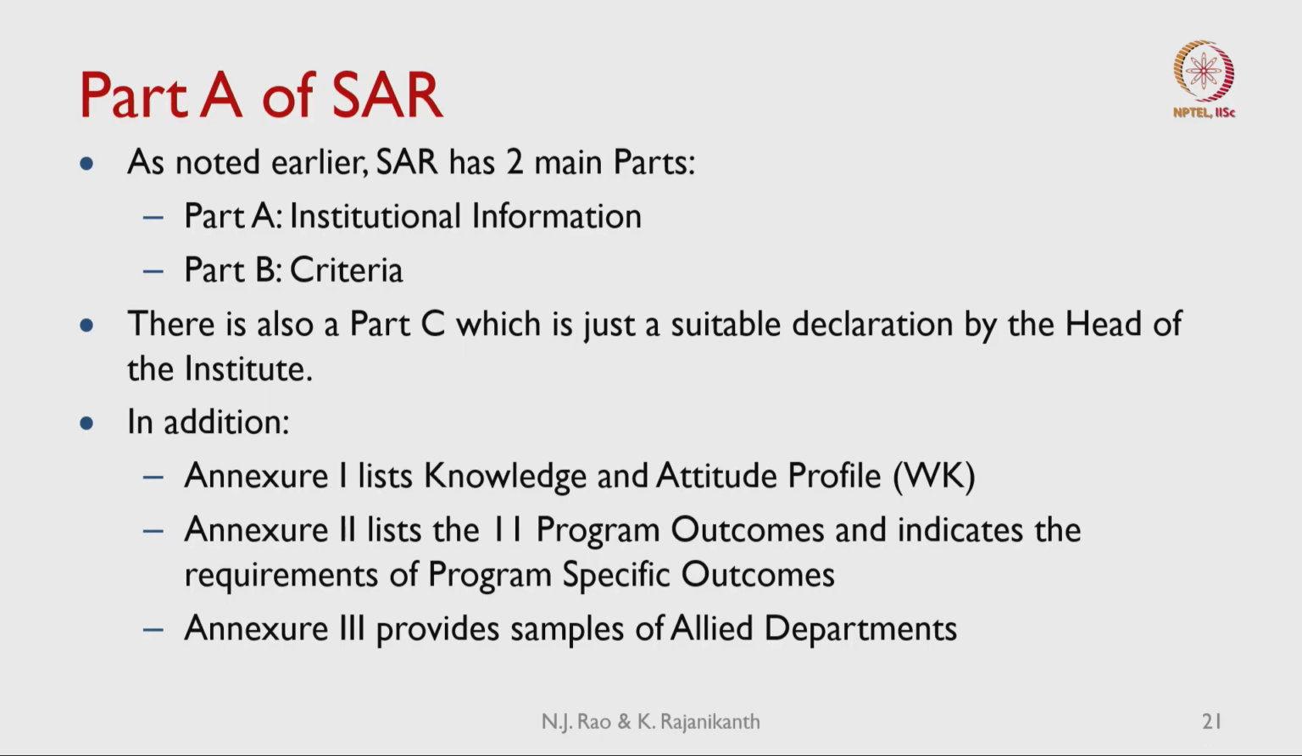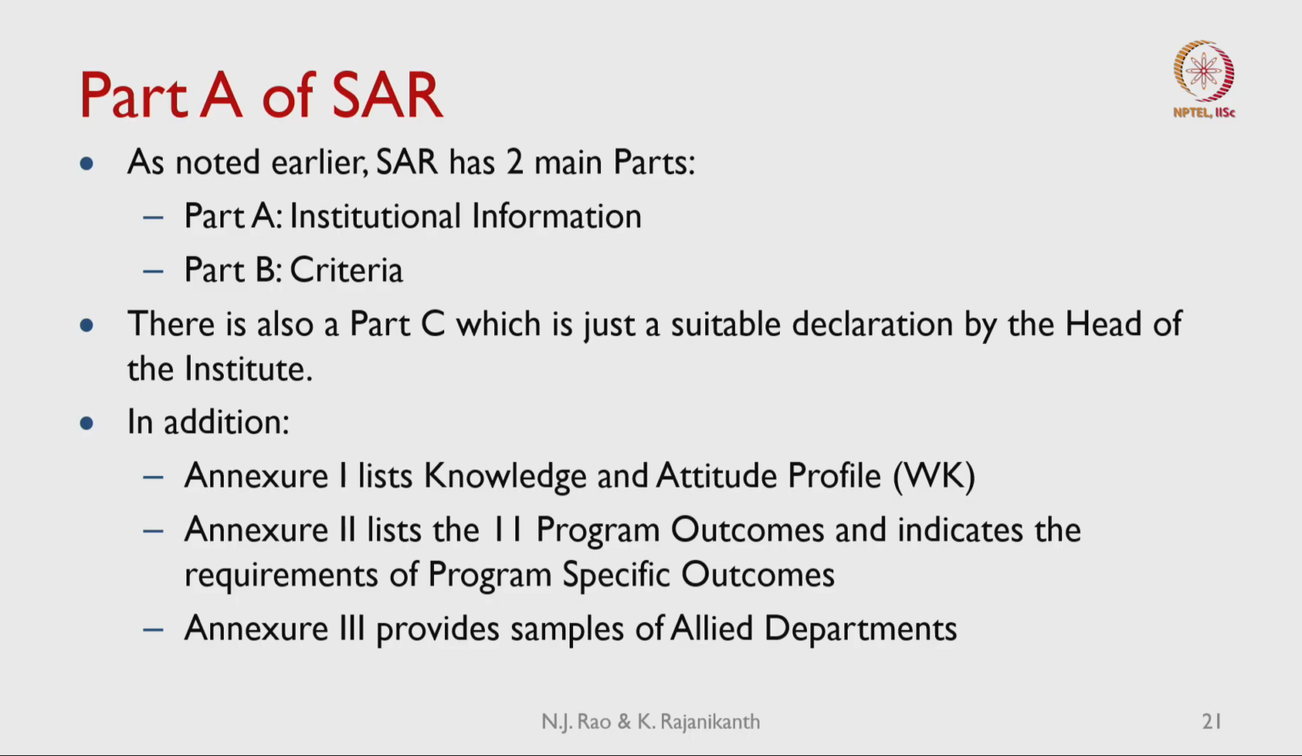In addition, there is an annexure which lists the knowledge and attribute profiles, as we noted in the last unit. This is based on the Washington Accord. Then annexure 2 lists the 11 program outcomes. Now, it is 11 not 12 as I mentioned, 11 program outcomes, and indicates the requirements of program specific outcomes, how many are allowed and how they should not duplicate POs, etc.